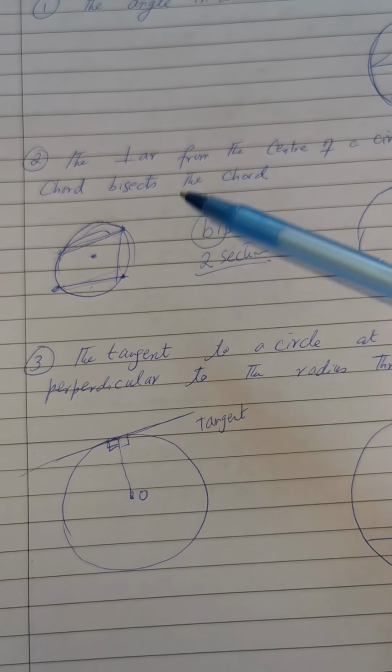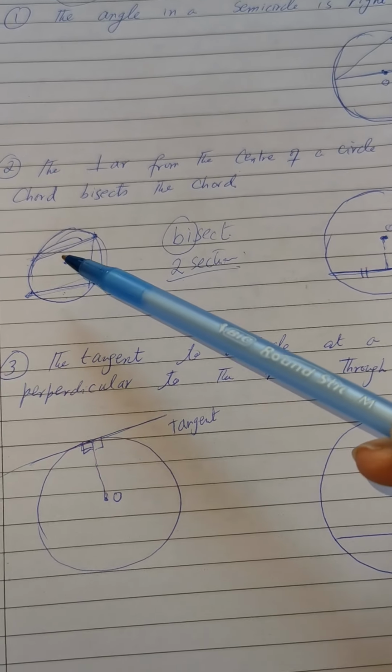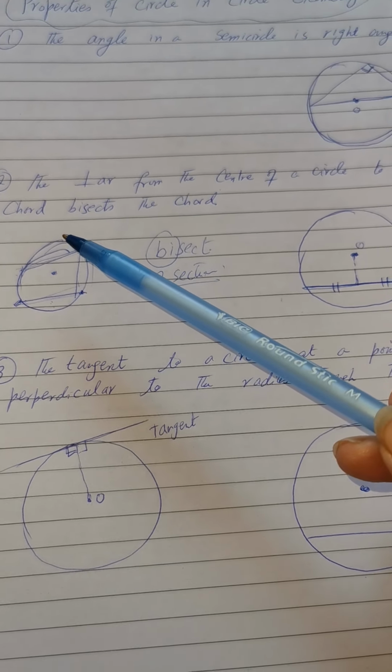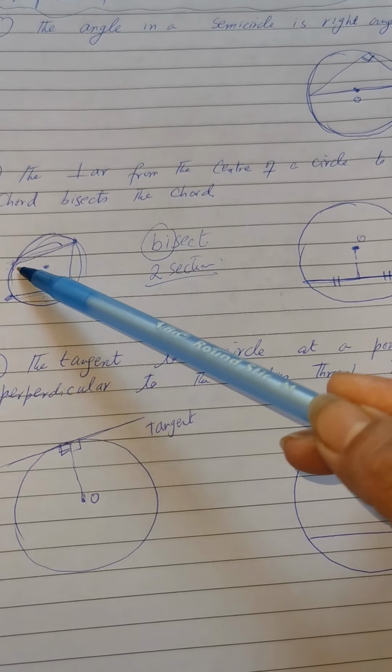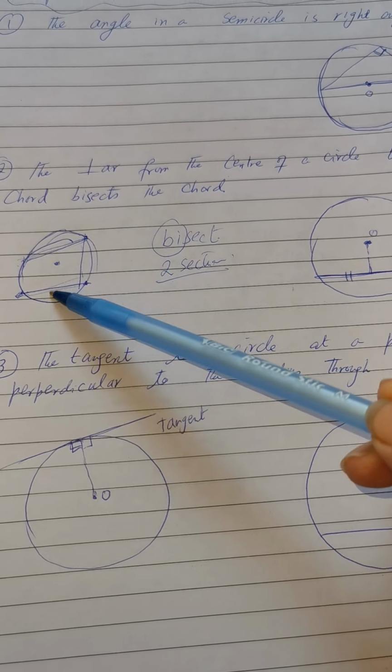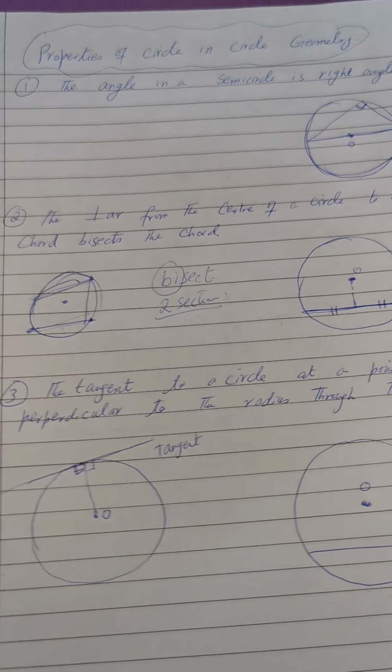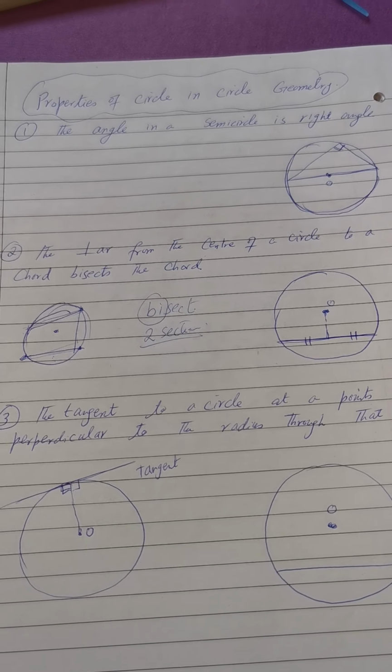So the property says the perpendicular from the center of a circle to the chord, the perpendicular should be on the chord, and that perpendicular bisects the chord. I will read it again.